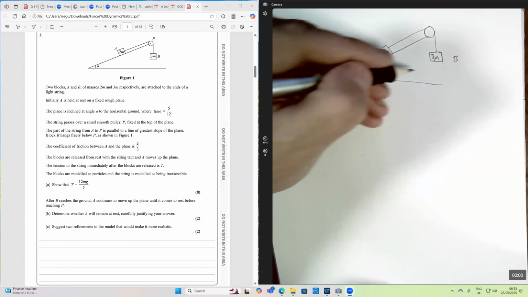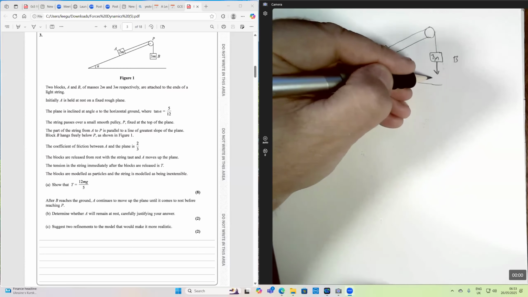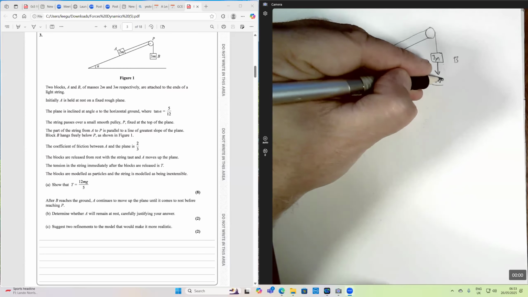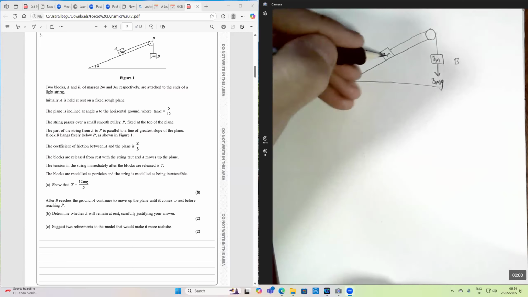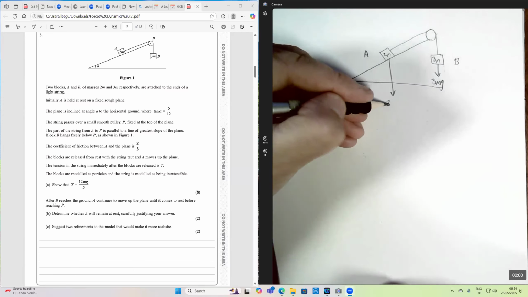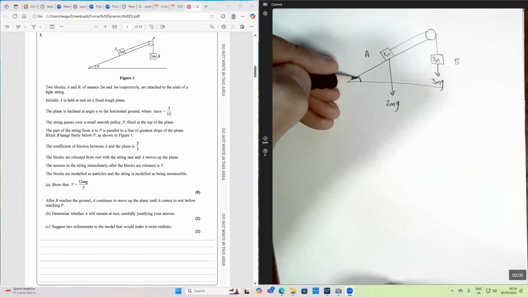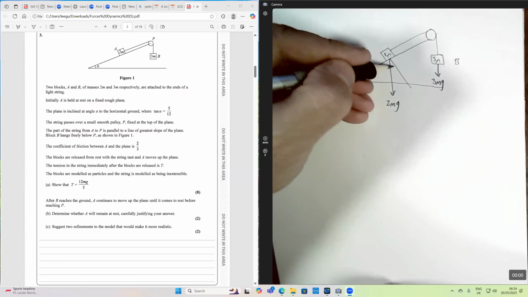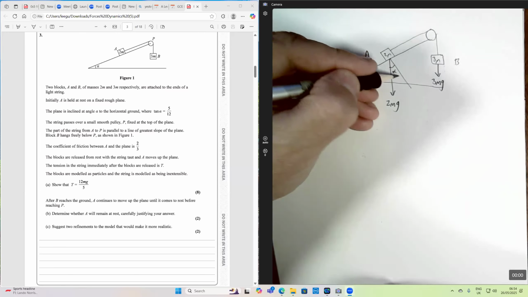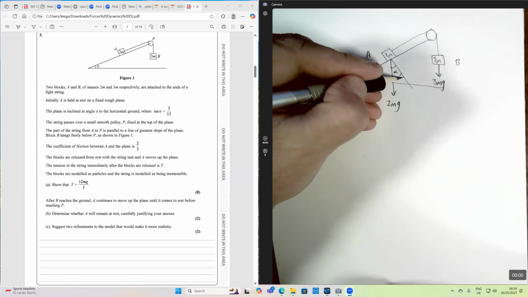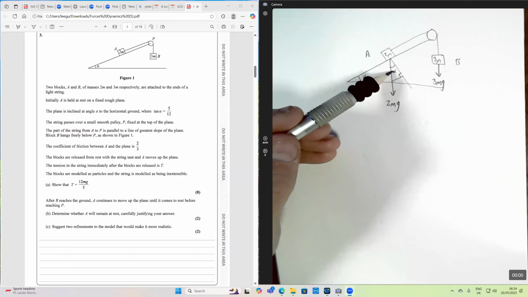Okay, what have we got? We've got the weight of this. So this is 3mg pulling down there. We have the weight of this one, which is 2mg. We have the angle here, alpha. And the important thing to remember is that this angle here is also alpha. Okay, so that is also alpha.